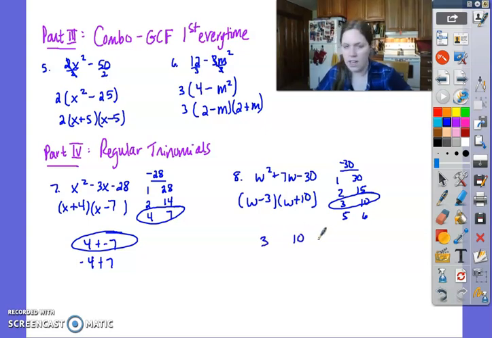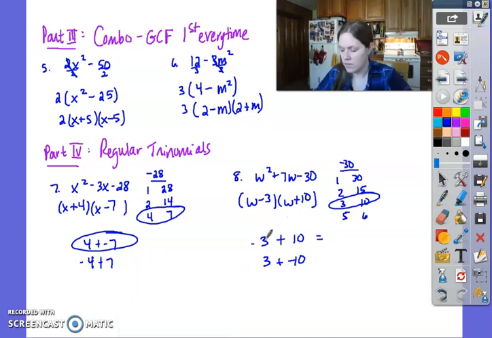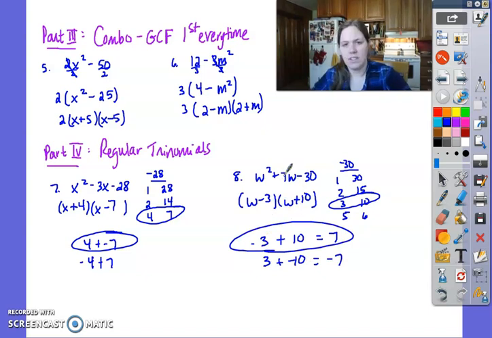I got 3 and 10. I know one of them has to be negative. Check -3 plus 10. One of them has to be negative, so 3 plus -10. Move the negative from the 3 to the 10. See which one gives you positive 7. -3 plus 10 is 7. 3 plus -10 is -7. That's why this pair was chosen, the -3 and the 10, because it gives you that positive 7 in the middle.